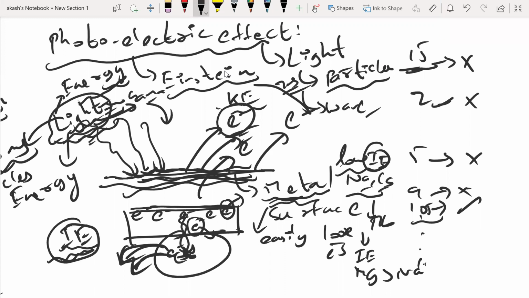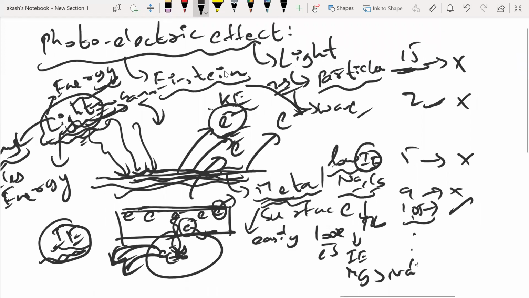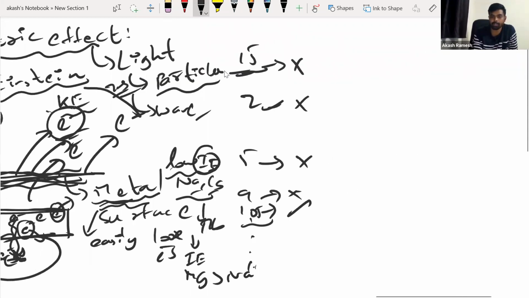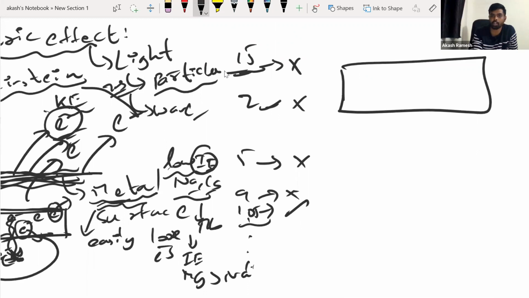Sir, how are you saying that gamma rays have more energy than light rays? I told you, there is a thing called the spectrum. It is arranged in order from lower energy to higher energy.